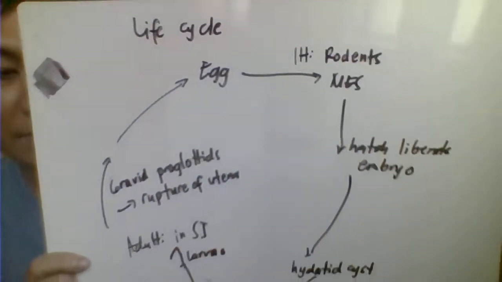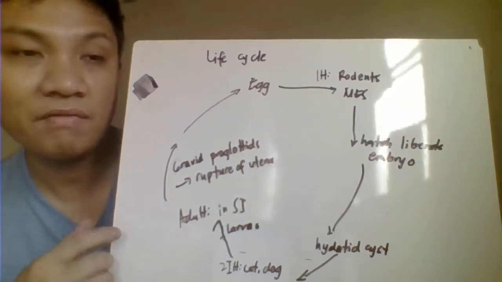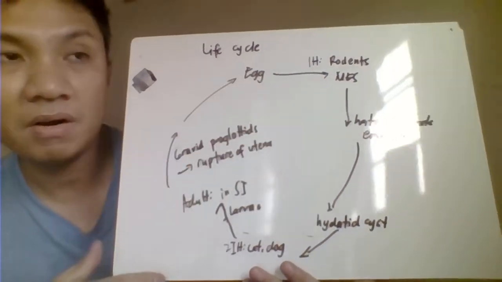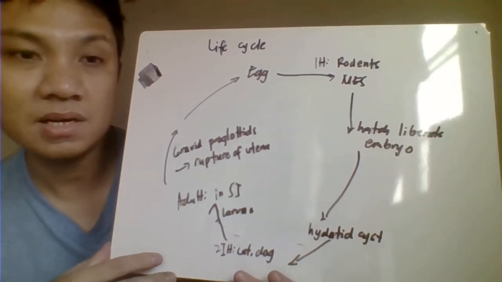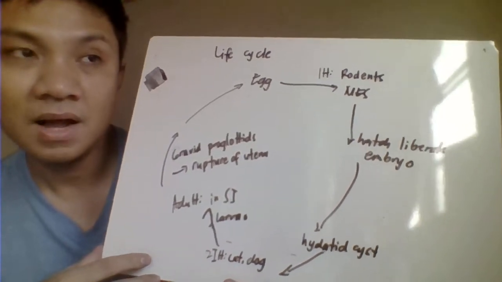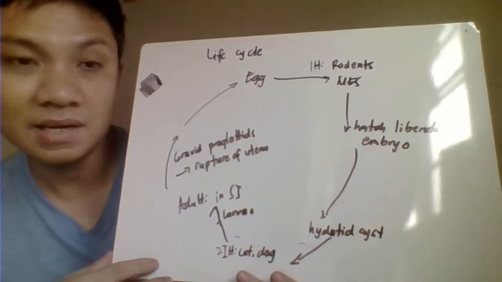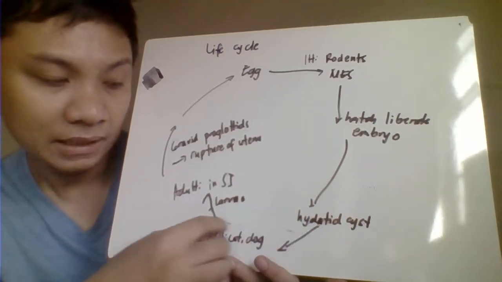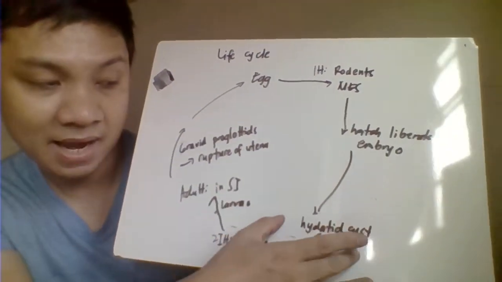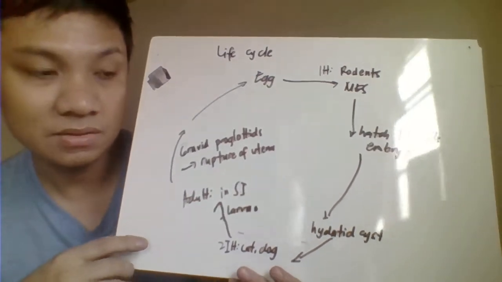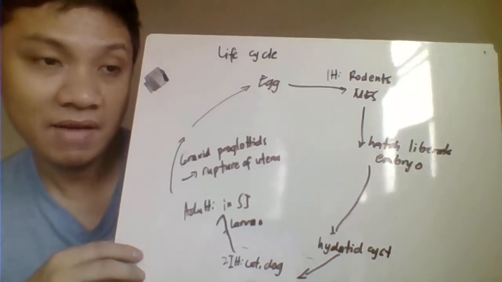For the life cycle, again, the eggs being passed from your definitive host will be taken up by your first intermediate host, which are your rodents. Inside the body of the rodents, the eggs try to hatch, liberating your larva, and that develops to become the hydatid cyst as its larval stage. Then, if the definitive hosts eat your intermediate host containing the hydatid cyst, which is the larval stage, your definitive hosts, which are your cats and dogs, will eventually get infected.